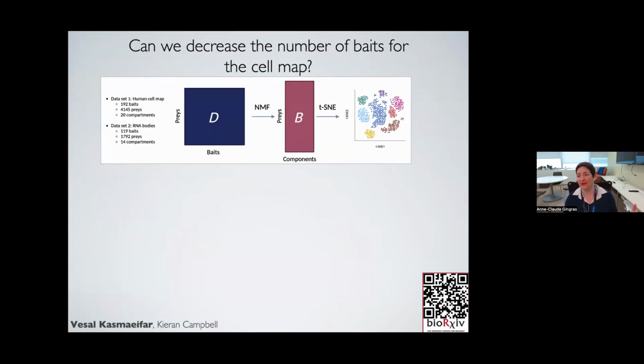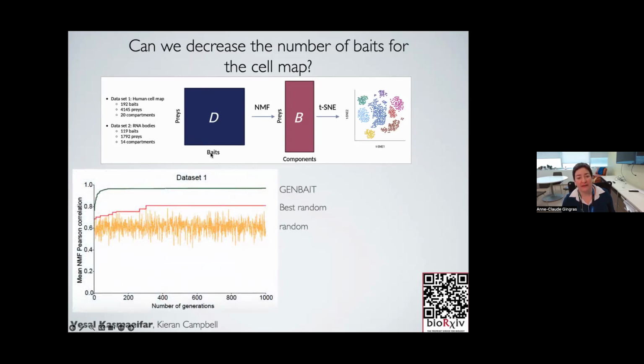Do you need the full 200 baits, or can you get away with much fewer? And so Vesal Kasmaei-Far, together with Saya Sadeghi in the lab, who I forgot to list on this particular map, but she's on the bioRxiv, has come up with a way to essentially estimate how many baits we need to cover as many of the preys, but also keep the same structure of the network.